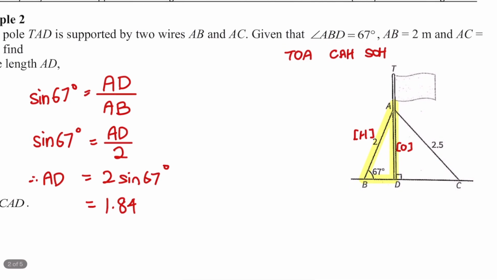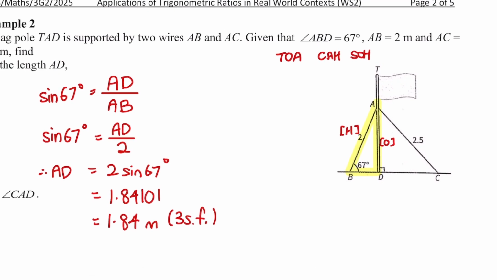Maybe before I round off to 3SF, I write 5SF first so I don't make careless mistakes. Maybe I can write this as 1.84101. Round off to 3SF, it will be 1.84 meters, 3SF. And this is for part 1.